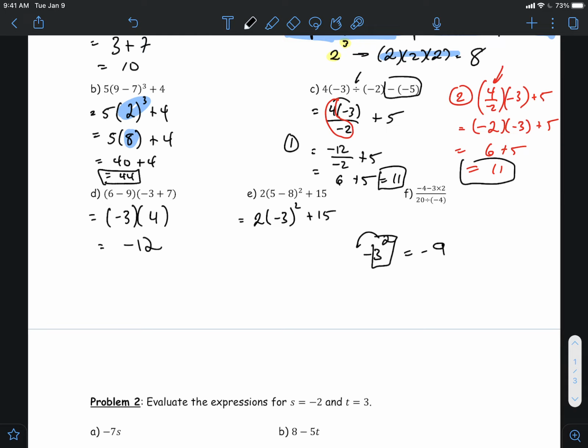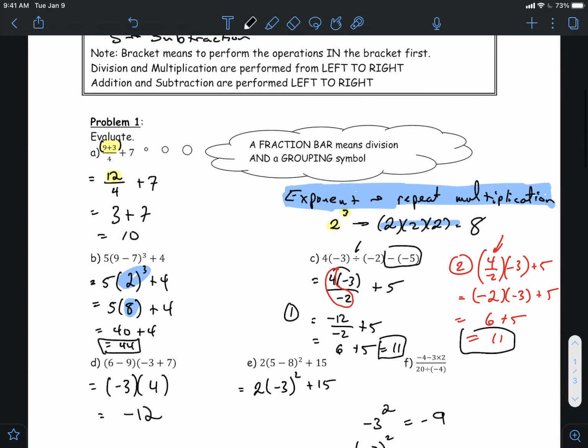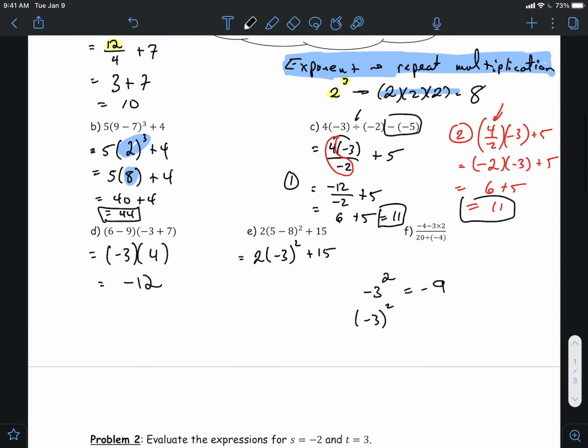What would be wrong, and this is why kids get it wrong all the time, is if you don't put it in brackets. Brackets now tell your calculator that it's negative 3 times negative 3. What was the wording you used? Repeat multiplication. It's a good way to describe it. I hadn't heard that before. So that physically means it's negative 3 times negative 3.